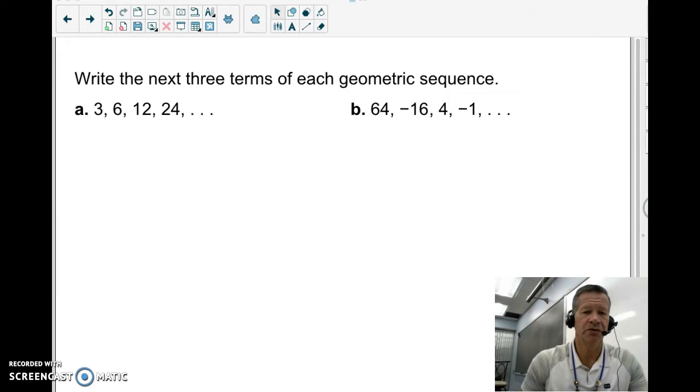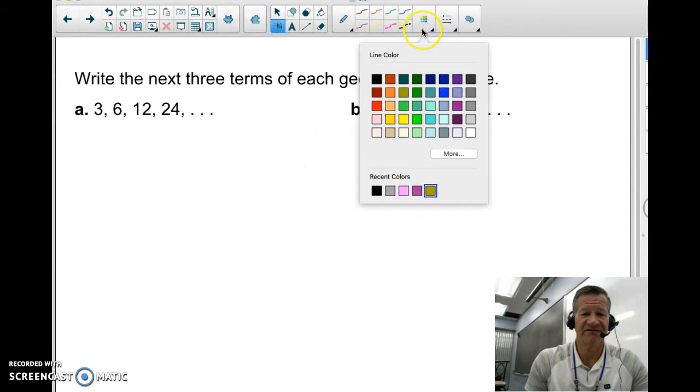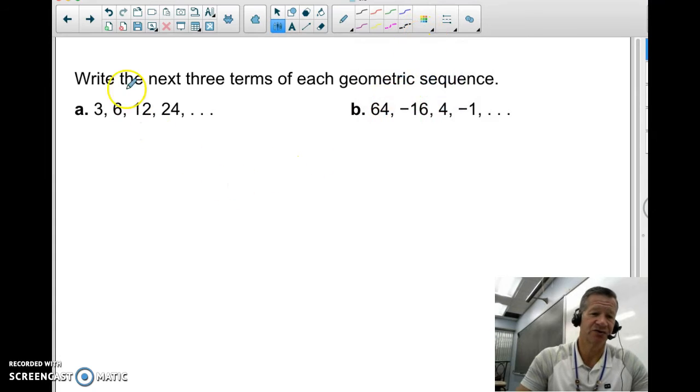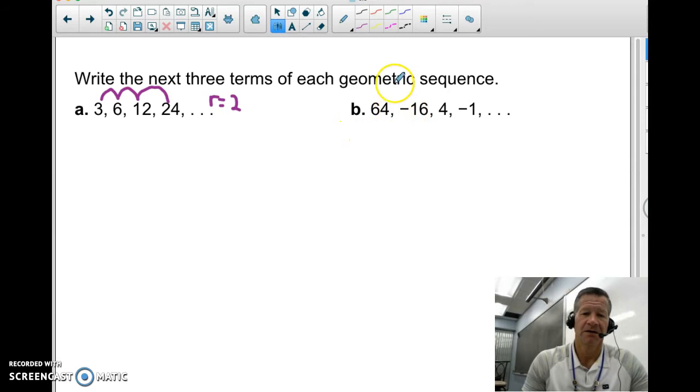For example 2, we are going to write the next three terms of each geometric sequence. Now in this problem, they don't ask us to verify that it's geometric, they're just telling us that it is. So we can assume it is, but just to look real quick, we can tell this is geometric because I keep multiplying by 2. We have a common ratio of 2. 3 times 2 is 6, times 2 is 12, times 2 is 24.